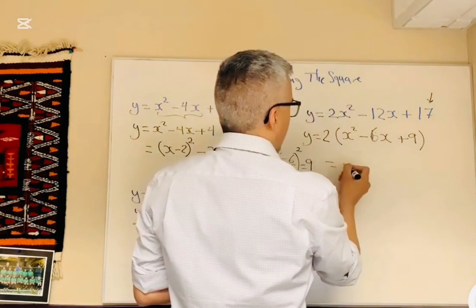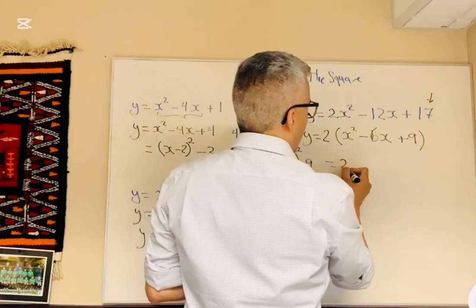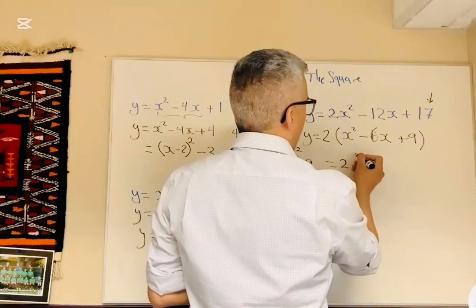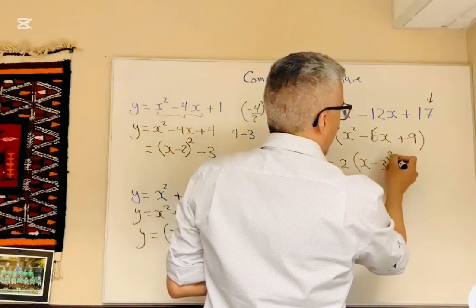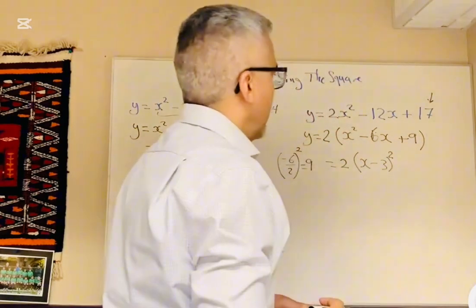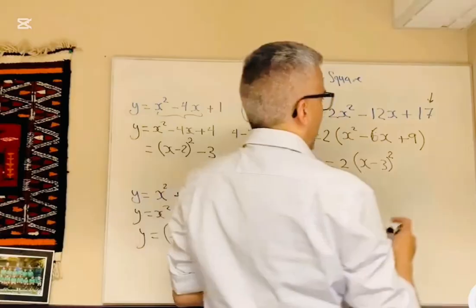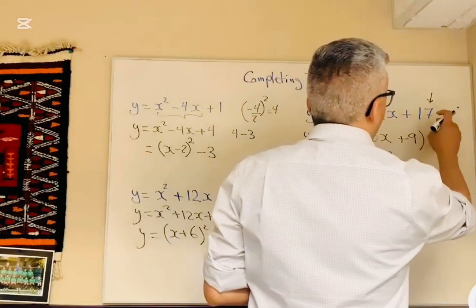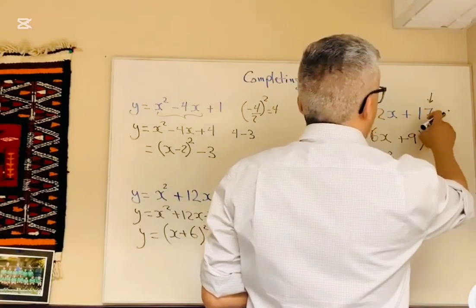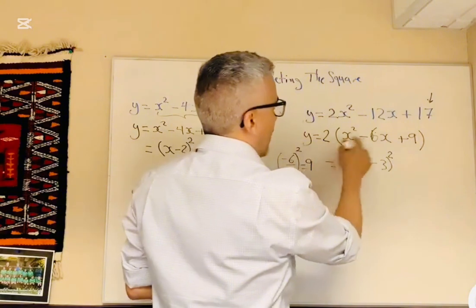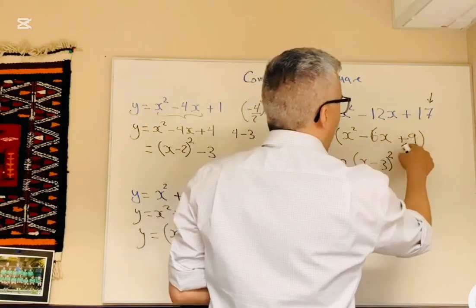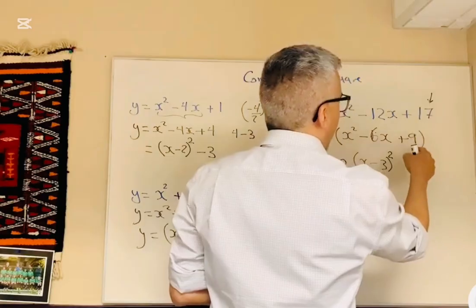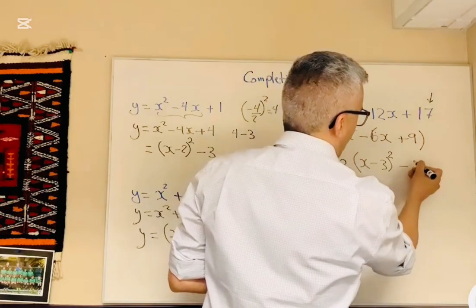And now this factors into 2 brackets x minus 3 squared. Now, we're supposed to have 17 in here. And if you look at the 2 times 9 here, that gives you 18. So you have to take away 1 from the 18 to make it 17. So you just put a -1 here.